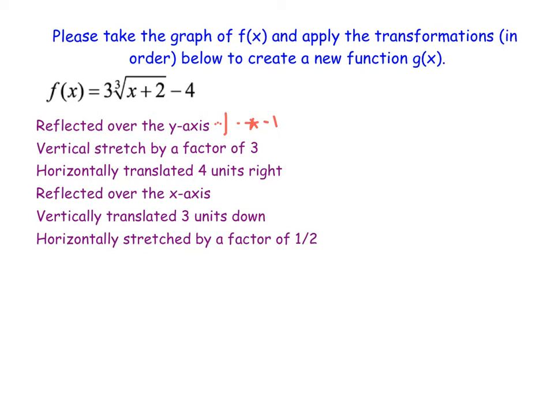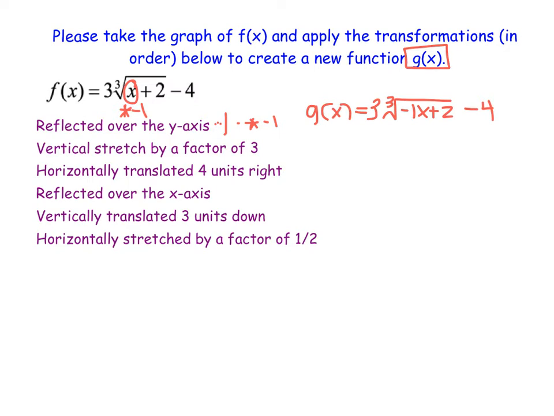So here we're going to take f of x, which is our function that we have, and we're going to multiply this x value here by a -1. So if we do that, we end up with g of x, that's the name of our new function here, is equal to, we still have the 3 on the outside, we still have the cube root, but now it's just -1x plus 2 and then -4 on the outside.